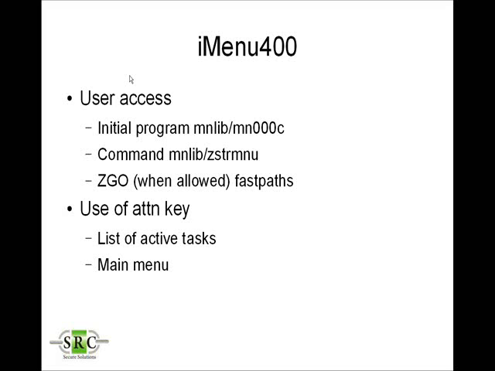He will then be presented with his menu, which he can take options from, go to submenus, or when allowed he can use the Z go option and get a list of all available menus and options on his system, or directly enter the menu and option number and take a fast path through to that menu and option. If we're using group jobs, we can use the attention key, which is the escape key on a normal keyboard, to call up a list of active tasks and swap from one group job to another one, or go back to the main menu.